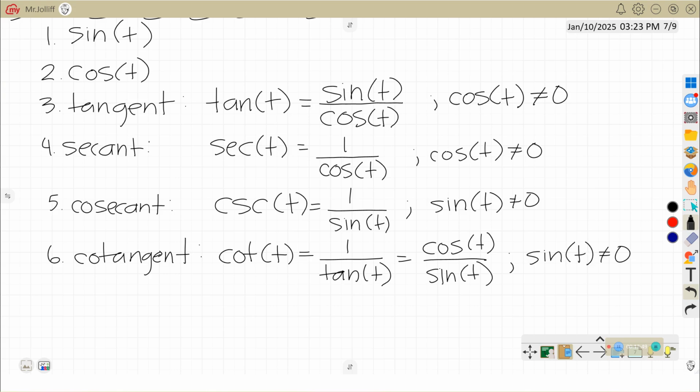Which feels a little weird, but it makes sense, because if I look at the tangent fraction, if I go back up here, that fraction is 0 when the top is 0, and the top is 0 when sine is 0. So this guy is 0 when this guy is 0. So I don't care about cos, I only care about sine for that guy.